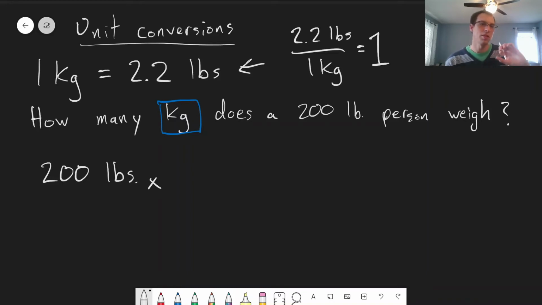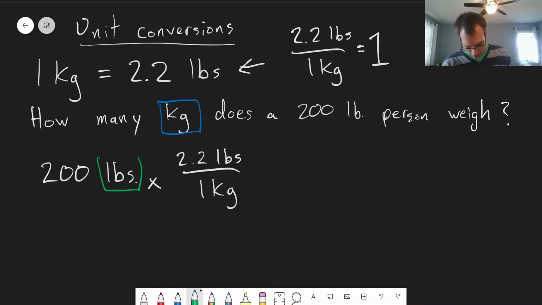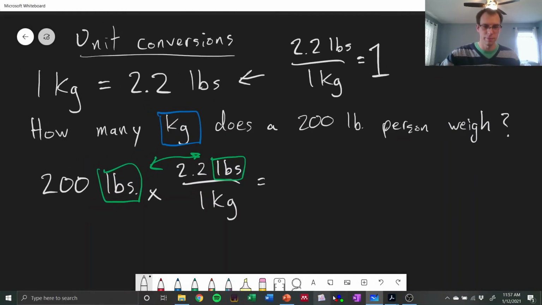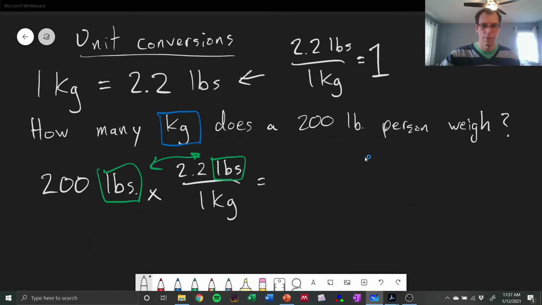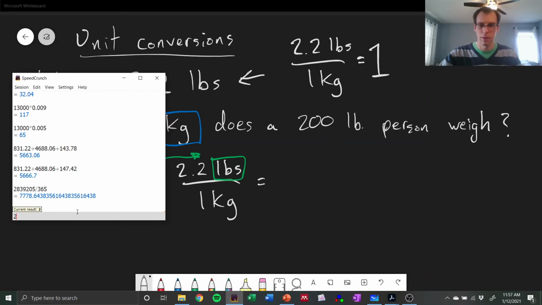Okay, so how do we know which thing to put on the top and which thing to put on the bottom? If I took this fraction that I have here and multiplied it, let's look at what will happen to the units. Our pounds here will multiply together, and the kilograms will still be there. So we would get 200 times 2.2, which is like 400. Let me just do the math real quick. Pull out my calculator. All right, 200 times 2.2, 440.